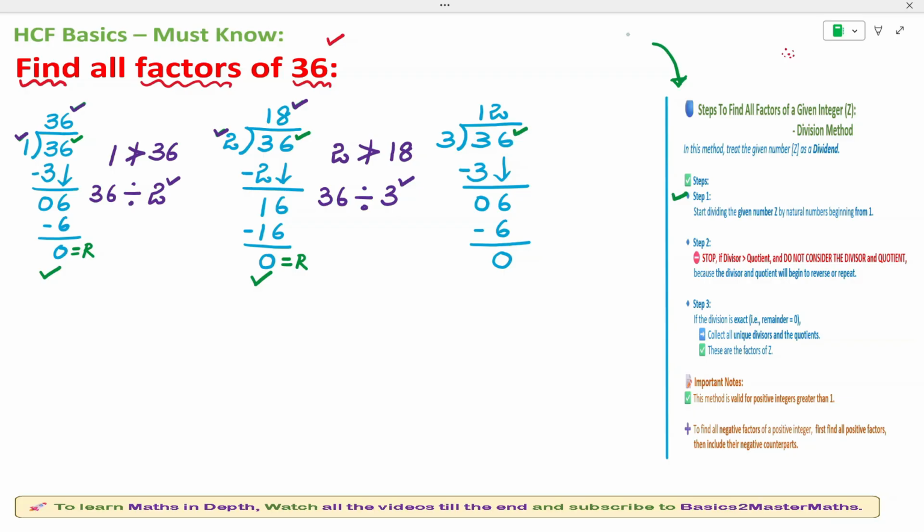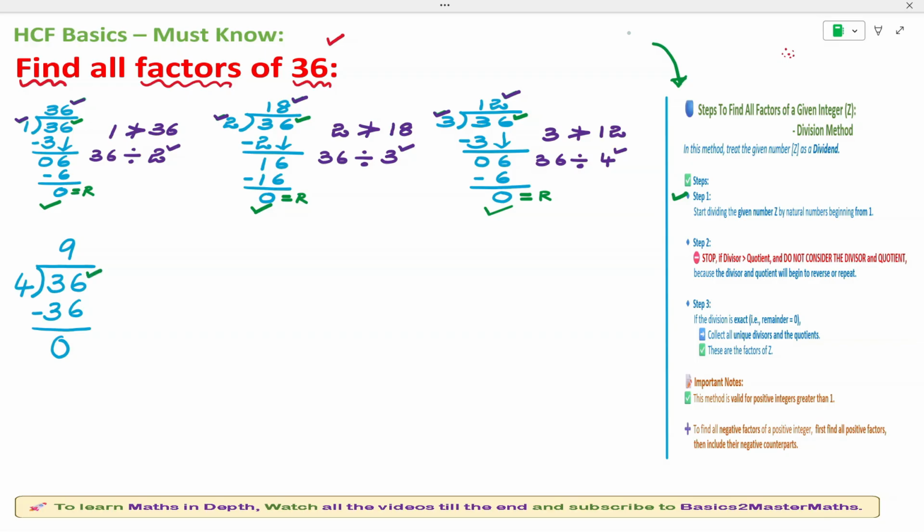When we divide 36 by 3, we get 12 as the quotient and 0 as the remainder. So, this division is exact. In this case, the divisor 3 is not greater than the quotient 12. So, divide 36 by the next natural number 4.